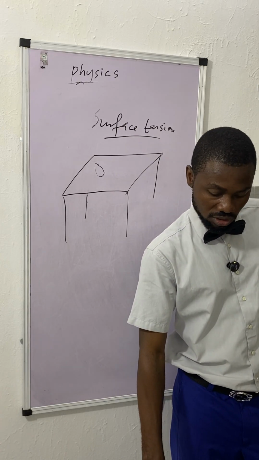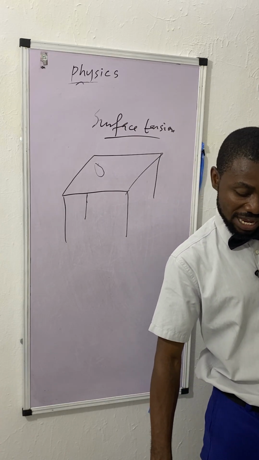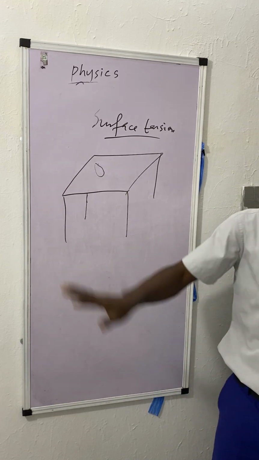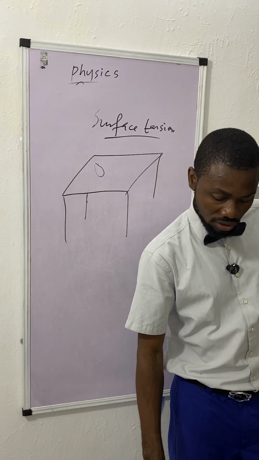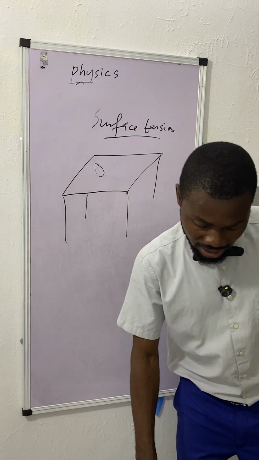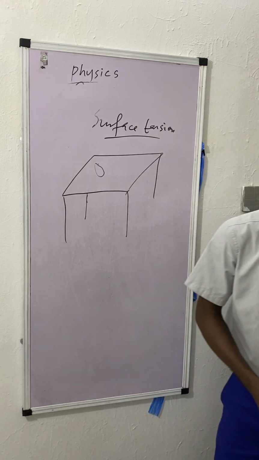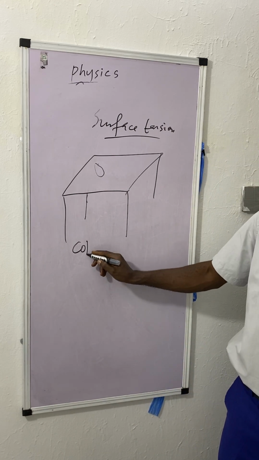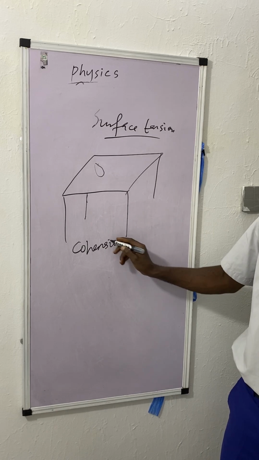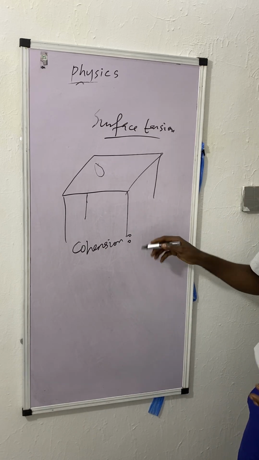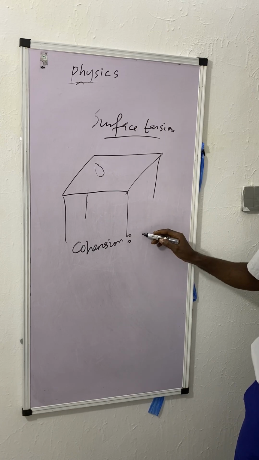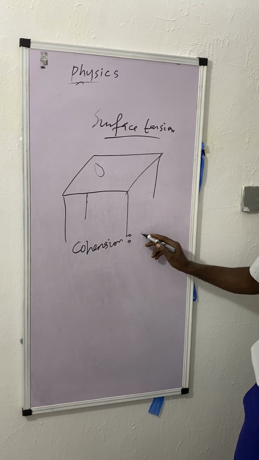It's a frictional force. It's the force that makes liquid behave like a stretched elastic film. We already talked about capillarity. Now let's talk about the force of attraction: the force of cohesion and adhesion. The force of cohesion is the force of attraction between molecules of the same substance. Let's just put same substance here.